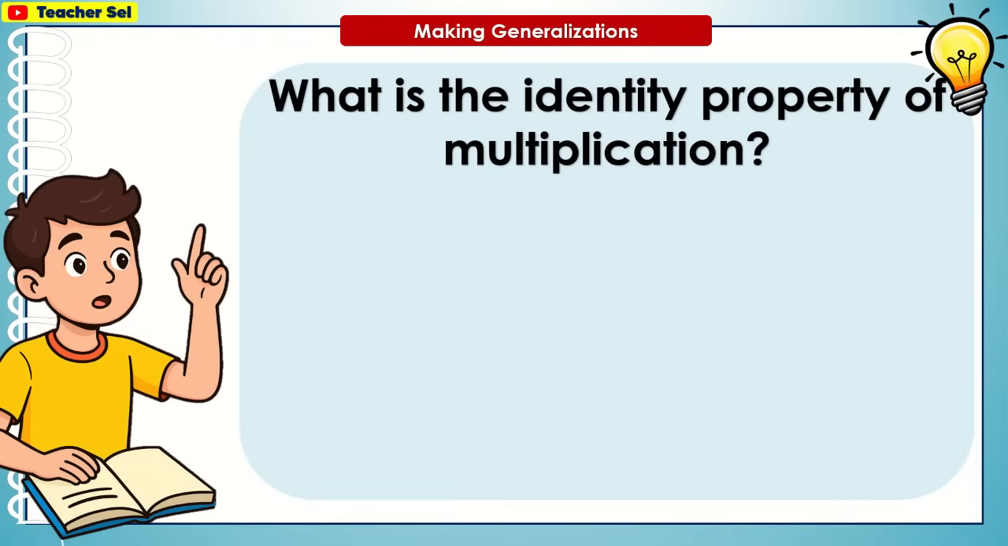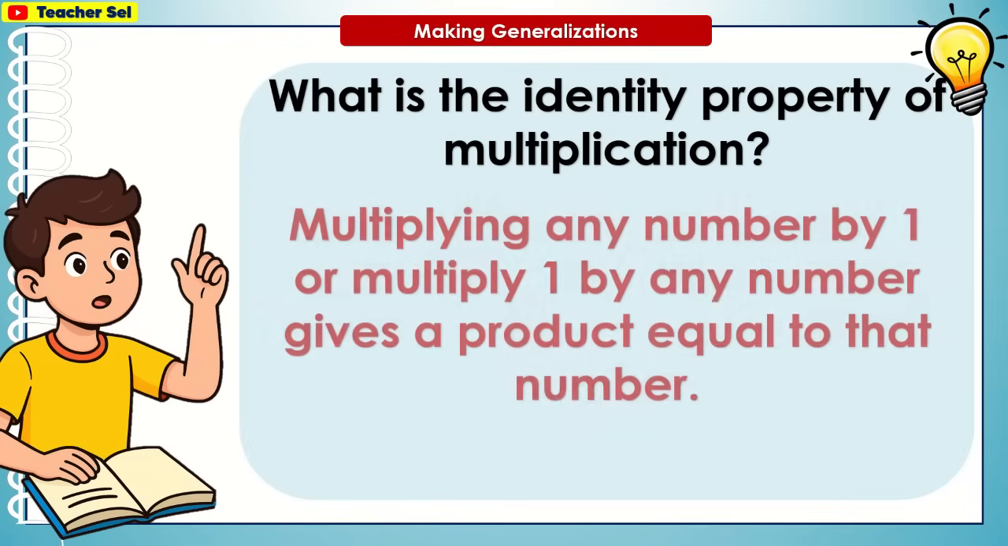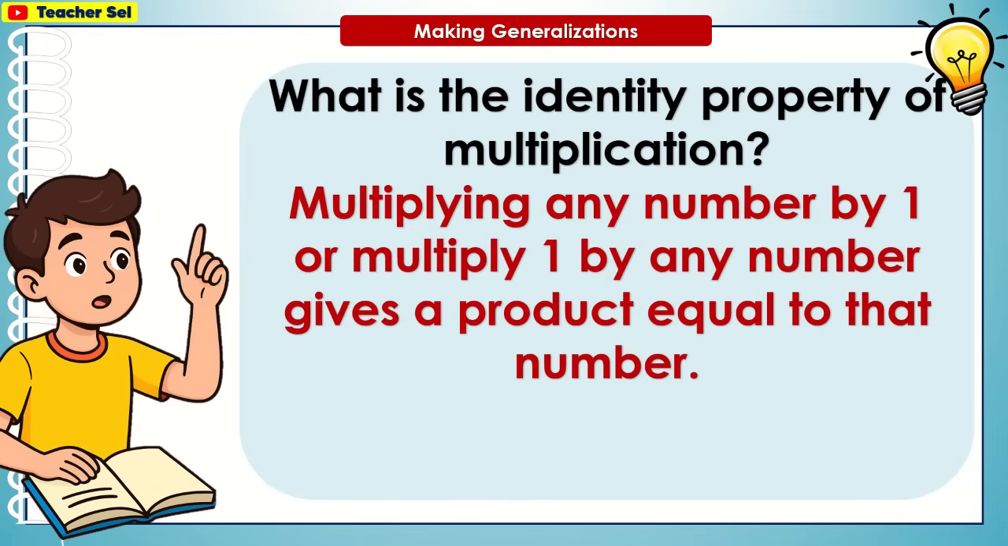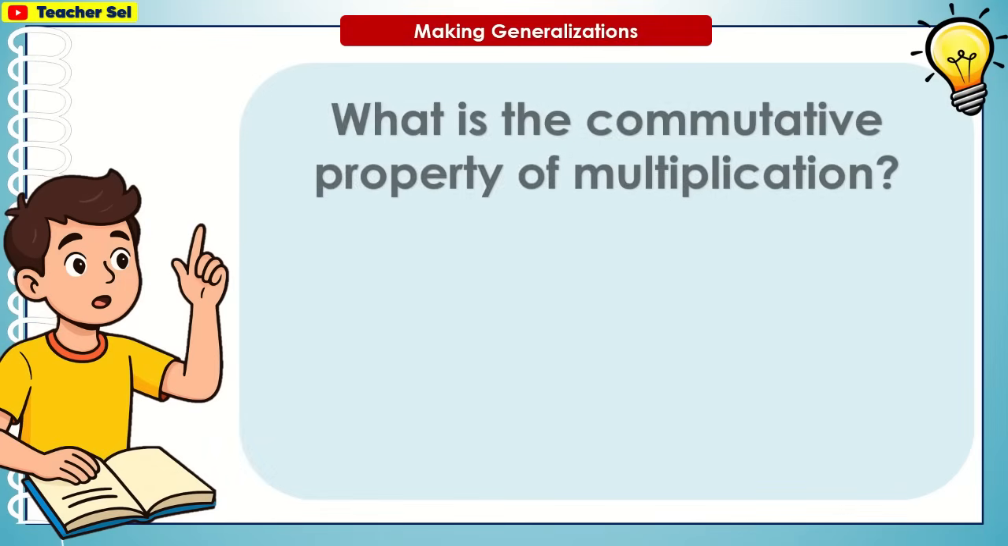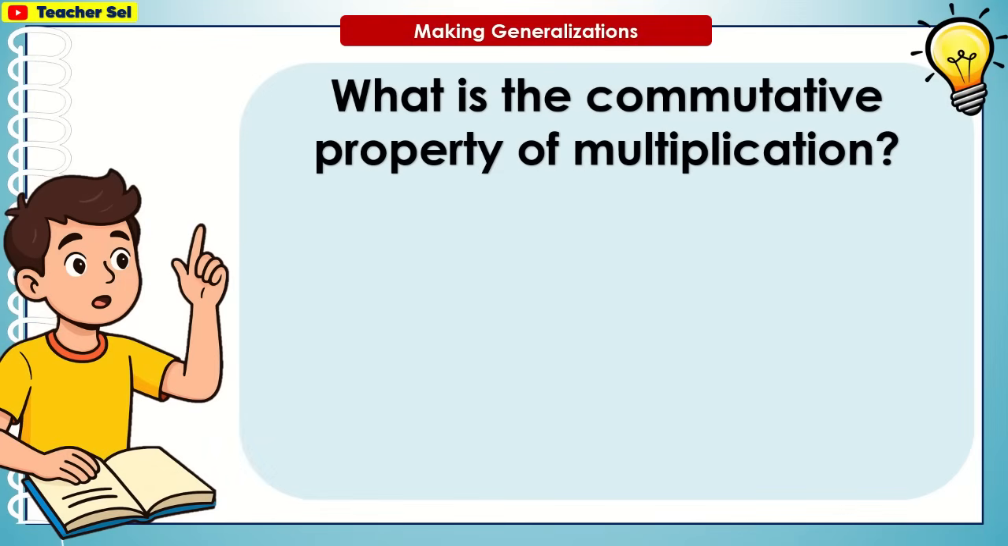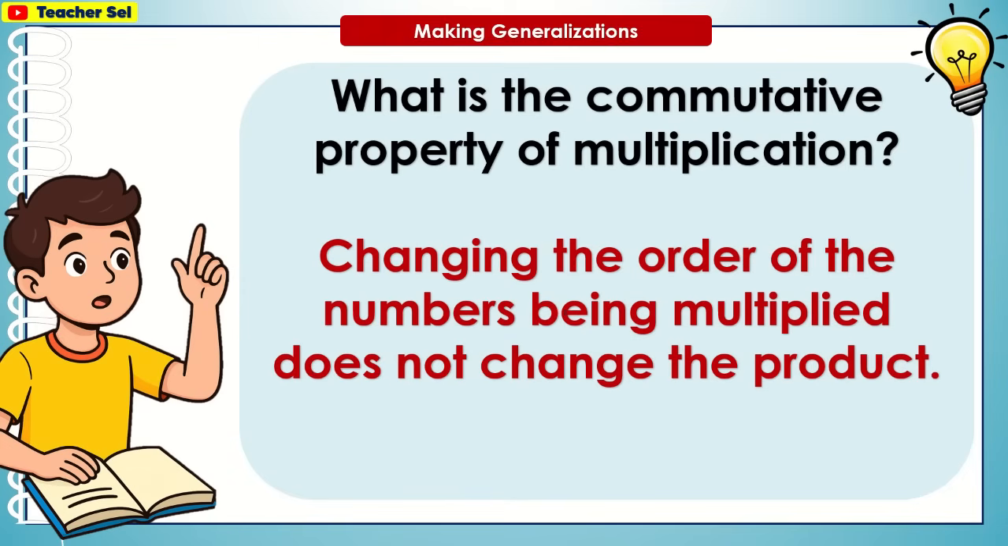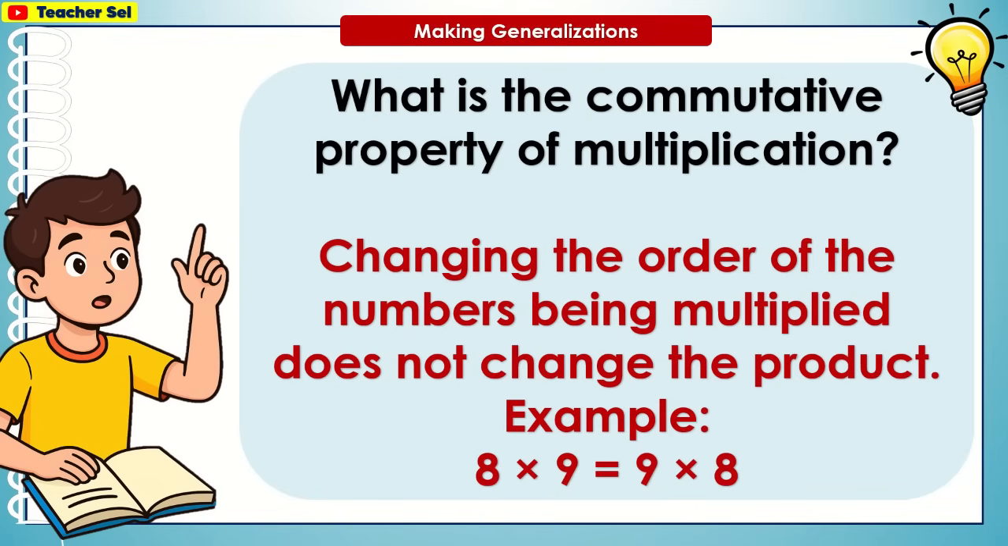What is the identity property of multiplication? Multiplying any number by 1, or multiplying 1 by any number, gives a product equal to that number. Example, 7 times 1 equals 7, or 1 times 7 equals 7. What is the commutative property of multiplication? Changing the order of the numbers being multiplied does not change the product. Example, 8 times 9 equals 9 times 8.